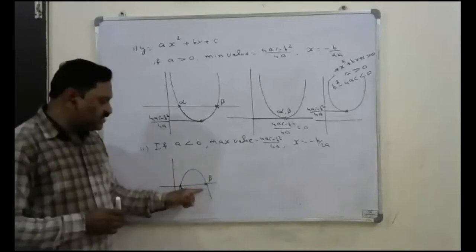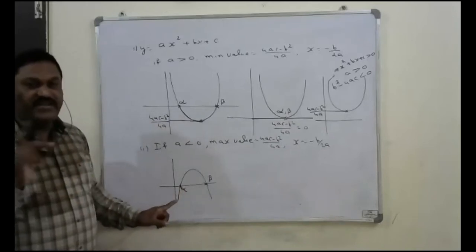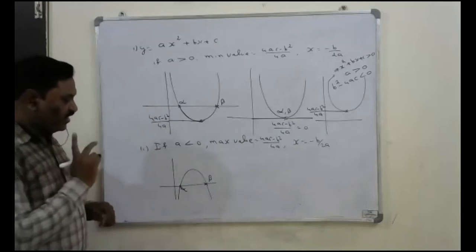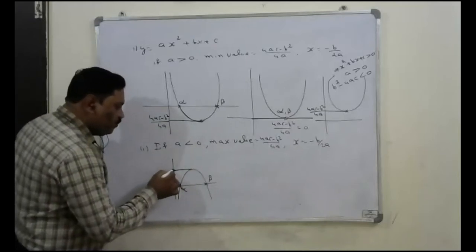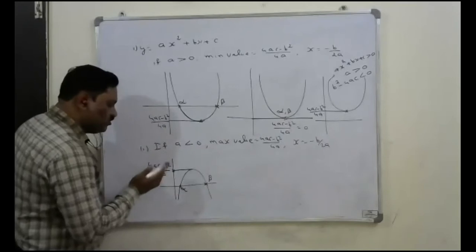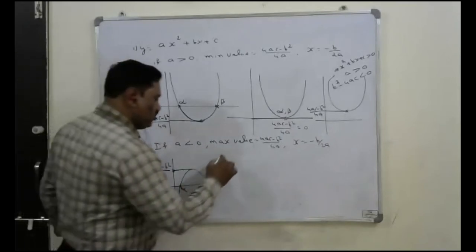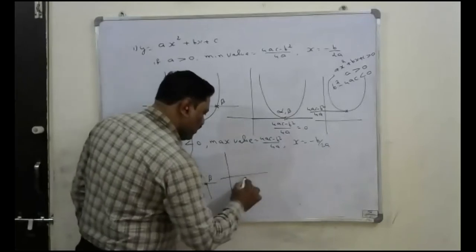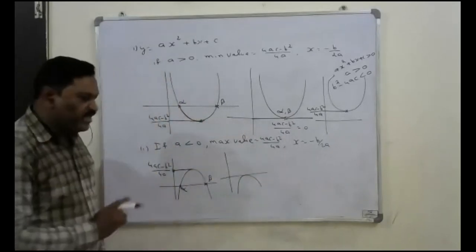Means in certain cases we can say that the equation will have two different real roots. If we have two different real roots, then its maximum value should be positive. 4ac minus b square by 4a should be positive, it should lie above the x-axis. Understand? The second position is that it may touch the x-axis.